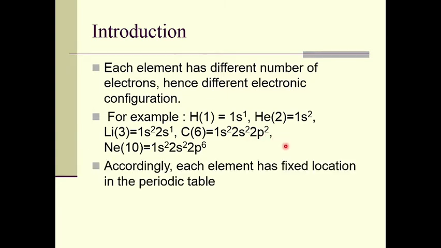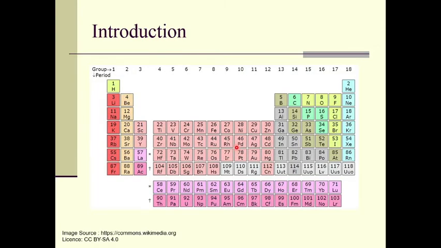Accordingly, each element has a fixed location in the periodic table. Each element has a different place because it has a different number of electrons and a different electronic configuration, and because of that its physical as well as chemical properties are different. Let us see the periodic table. In this periodic table we can see these are the groups and these are the periods. These are the first group elements, these are the second group elements, and there are 18 such groups in the periodic table.